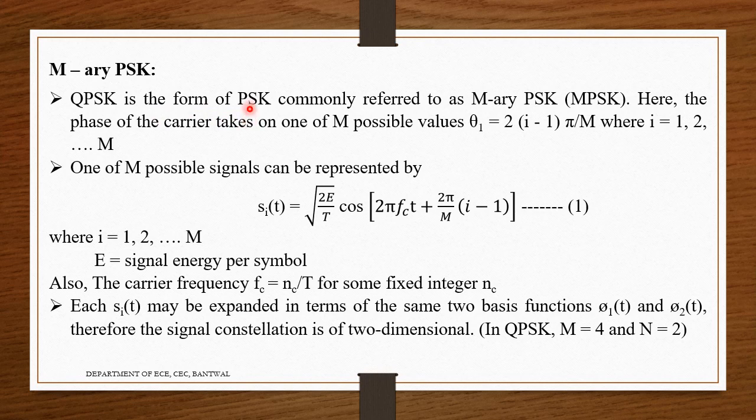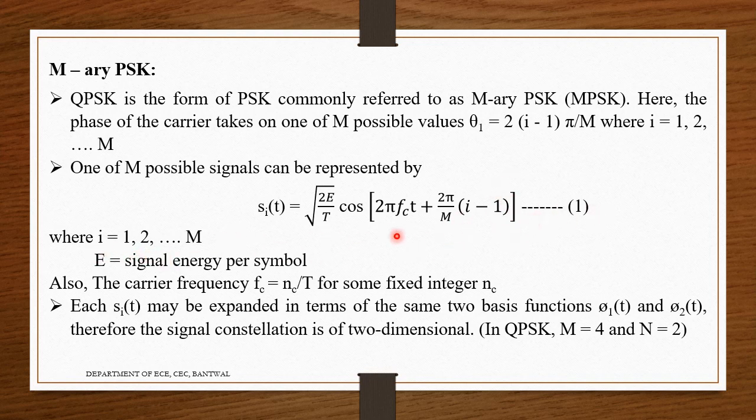As we usually know, and as we have looked into in the previous videos, lectures 1, 2, 3, we usually refer to it as M-ary PSK, that also we call MPSK. Here the phase of the carrier takes on one of the possible values theta i, that is 2 into (i minus 1) into pi by M, where i equals 1 to M. So one of the M possible signals can be represented as s_i(t) equals square root of 2E by T into cos of 2 pi fct plus 2 pi by M into (i minus 1).